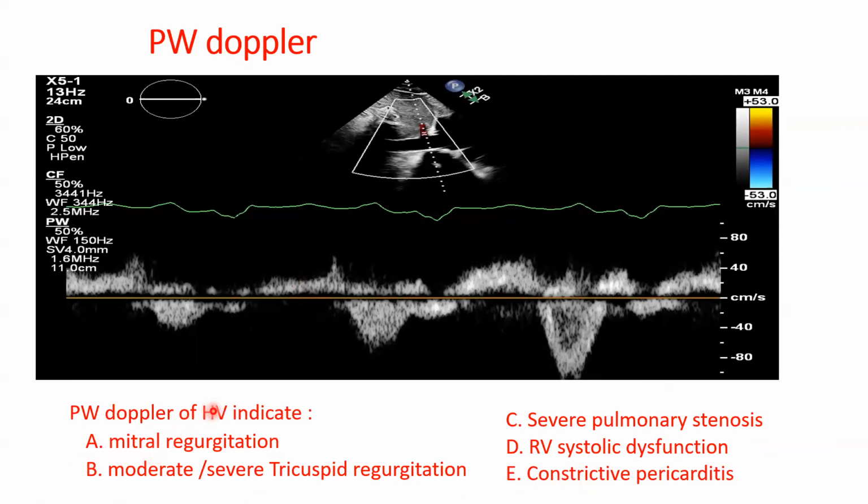The correct answer is moderate to severe tricuspid regurgitation. The presence of severe tricuspid regurgitation leads to reversal in the hepatic vein. So this is the classic hepatic vein finding for severe tricuspid regurgitation.